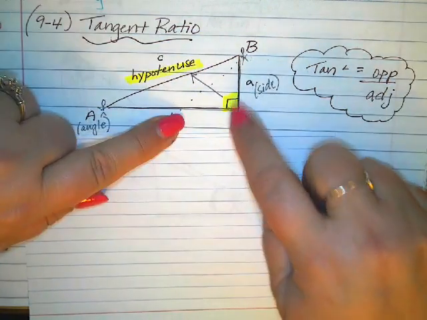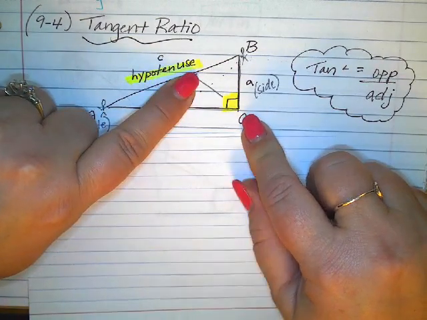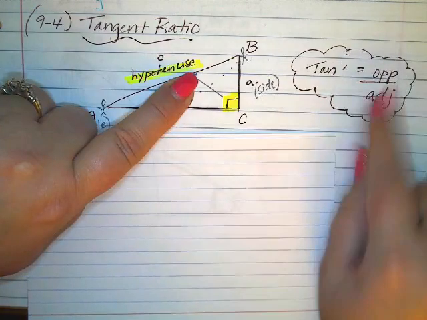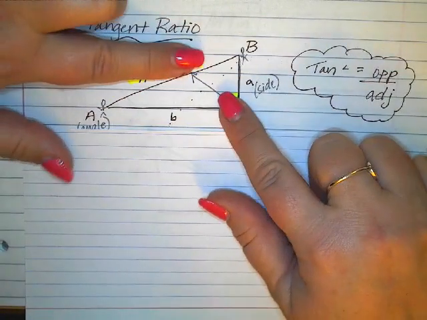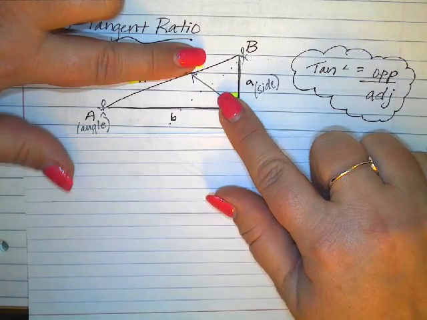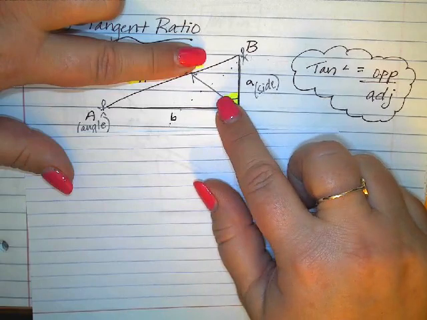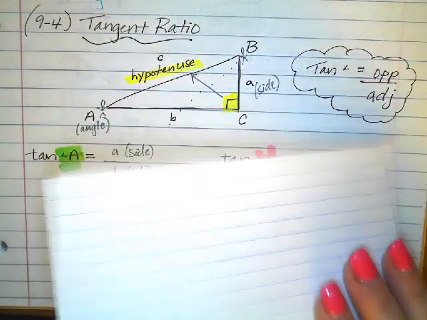And of course, we know that across from the right angle is always going to be the hypotenuse. While in tangent, you can see there's no mention of hypotenuse. So actually, I'm not going to pay attention to anything that has to do with hypotenuse right now. I'm only going to work with the two sides. I'm going to work with the opposite and the adjacent side. That's what we're going to take a look at.